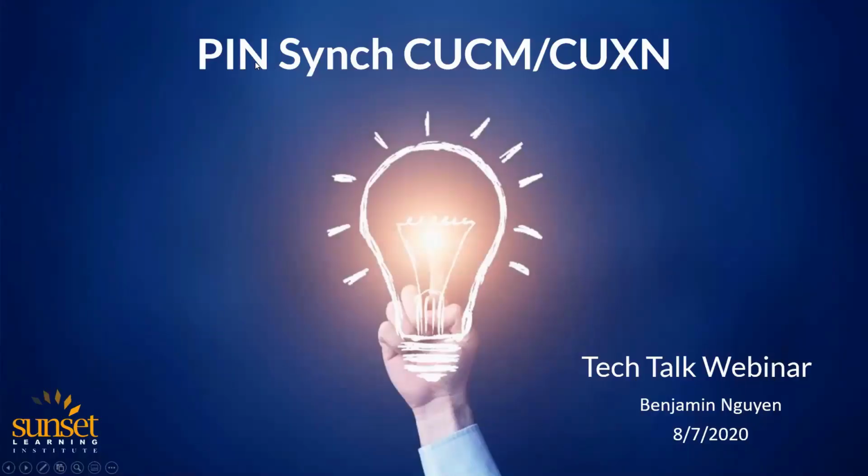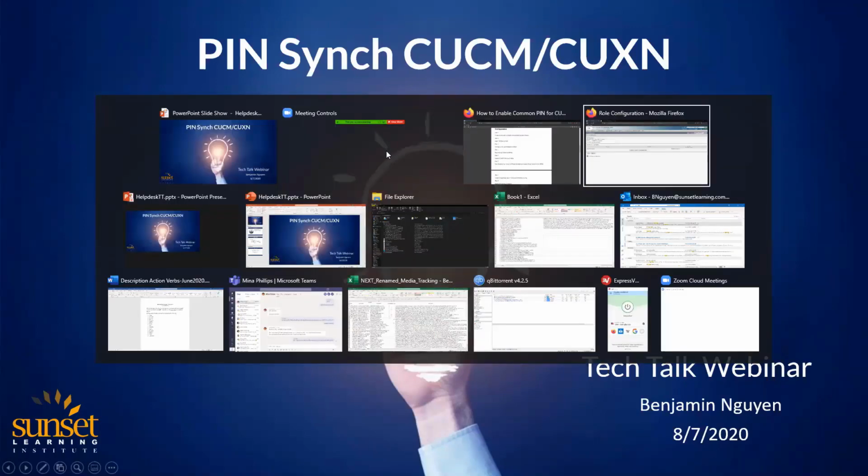What we're going to try to talk about now is PIN synchronization between CallManager and Unity Connection. At the end of my lecture here, if you want a lab guide of sorts on how to configure this with step-by-step instructions, I also have that available as well. Okay, so let's go ahead and configure this stuff, shall we?